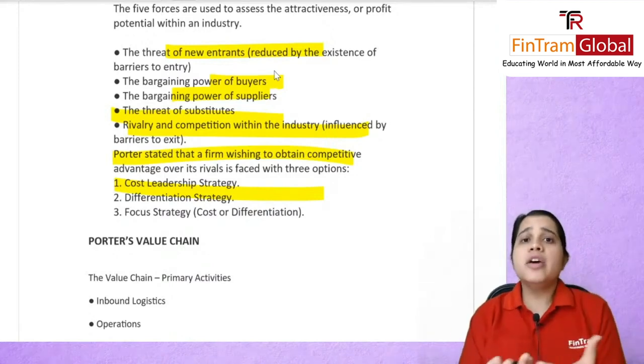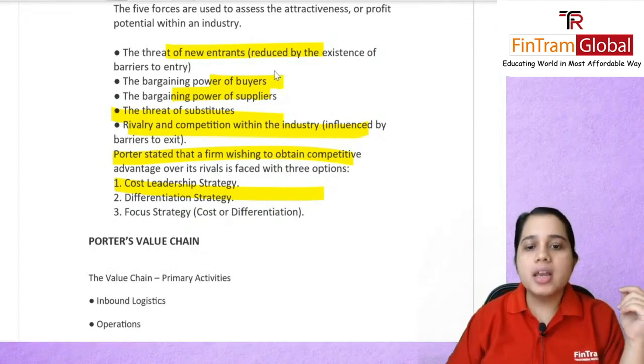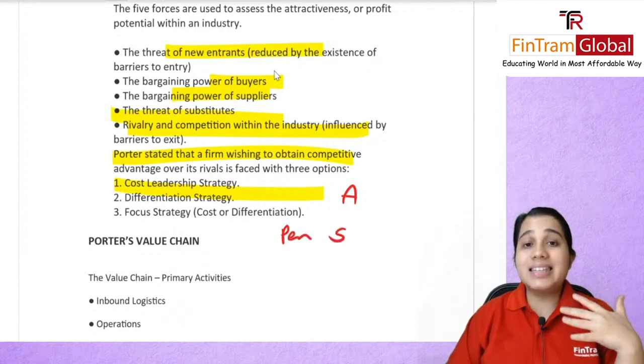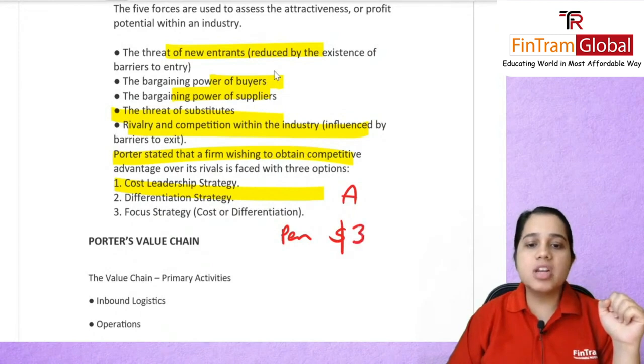So then of course, let's do an example. All right. Firm A and firm B are, let's say, manufacturing a pen. It takes firm A $3 to manufacture it. For firm B, it takes $4.